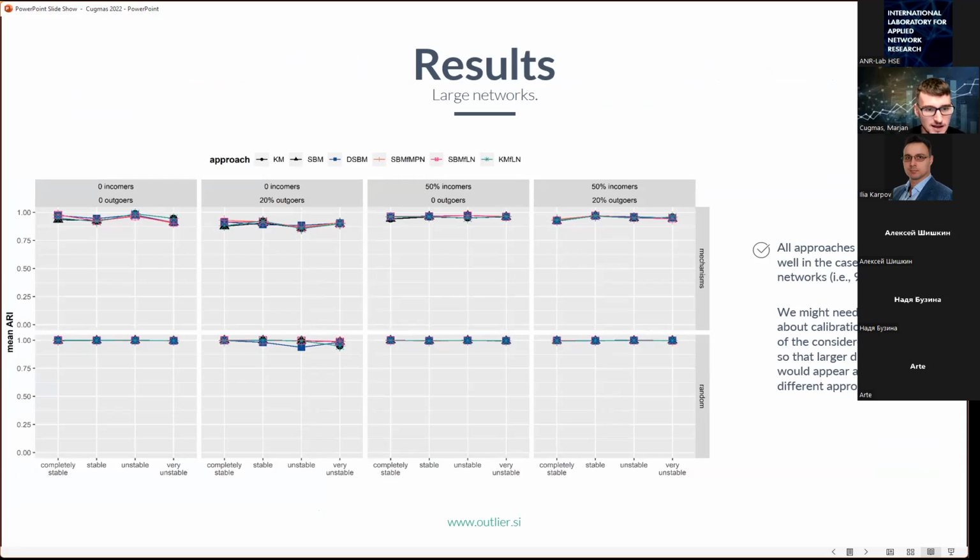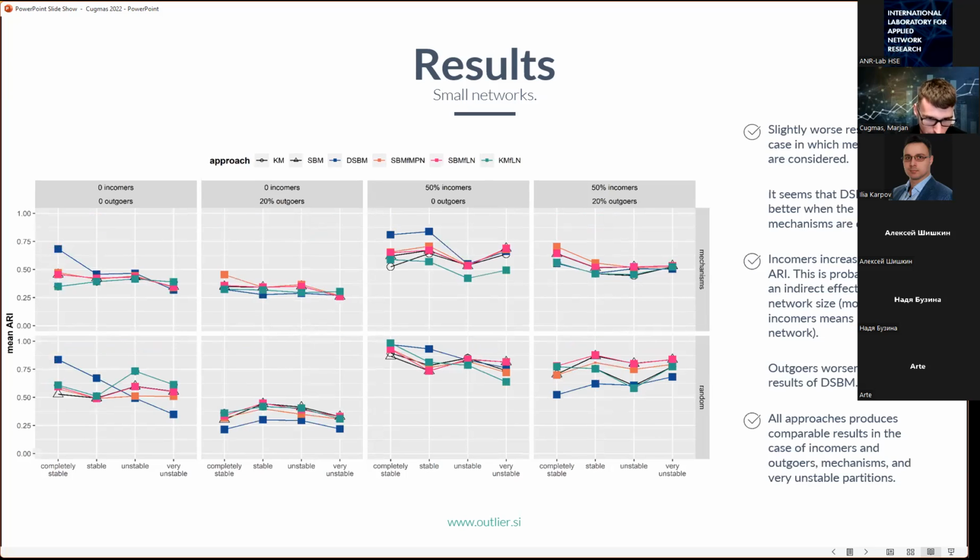First, let us take a look at the results for large networks, because they are simple. You can see that all approaches work very well when you have large networks, for example, more than 96 units. But this might also be an indicator that we should think about calibration of the values of the considered factors so that we would observe larger differences among different block modeling approaches. And this is the case for small networks. You can see that we have slightly worse results in the case with mechanisms. This was expected. And it seems that dynamic stochastic block modeling works better when the mechanisms are considered, which we also saw in the first part of my presentation.